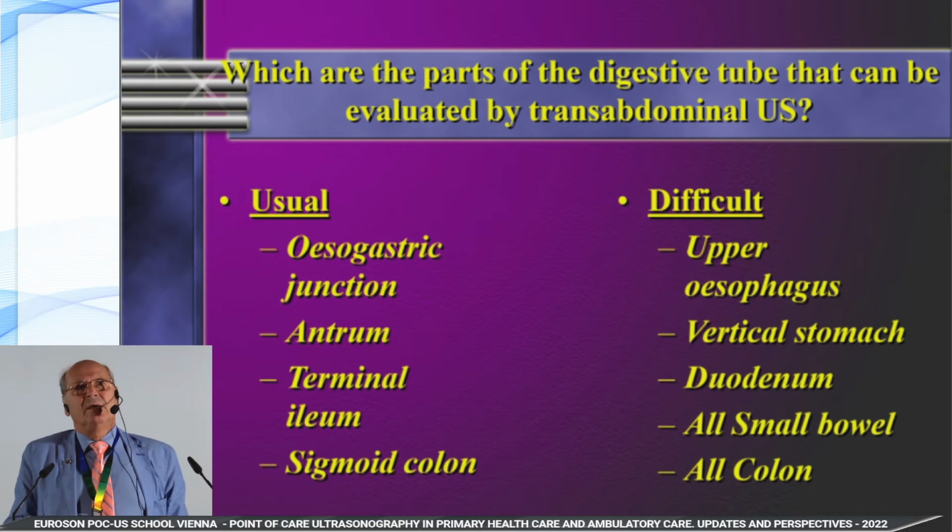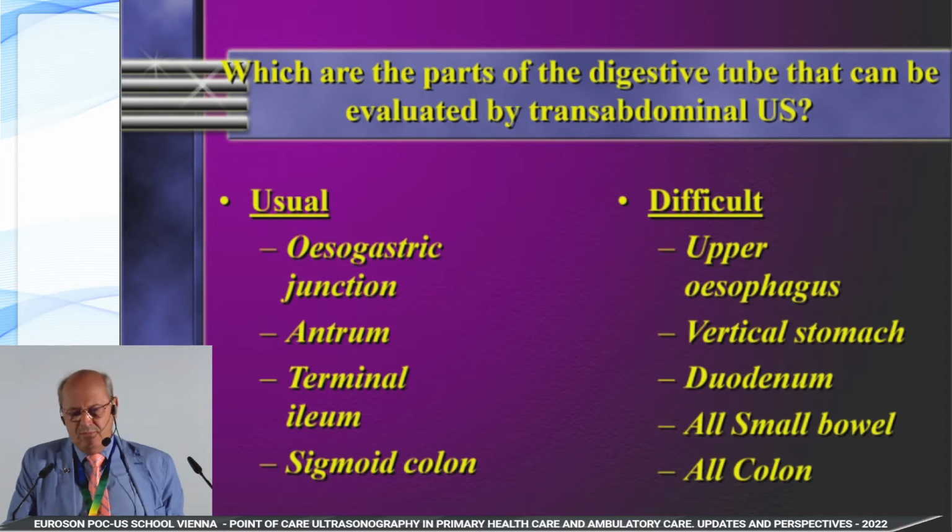And in this slide, you can see the usual structures that can be seen by transabdominal ultrasound. The esophageal junction and the antrum, I showed you yesterday how simple it is to see the antrum. Then we look at the terminal ileum and the sigmoid colon because it's a fixed part. More difficult is to see the upper esophagus, the vertical part of the stomach, the duodenum, the entire small bowel and all the colon.